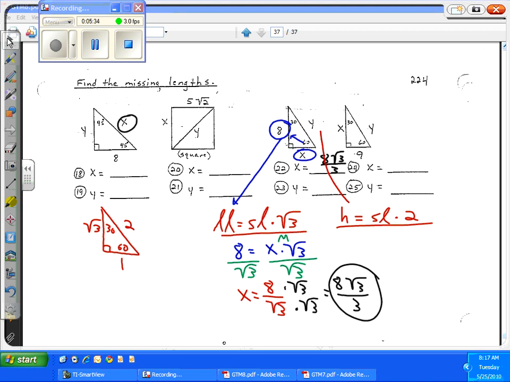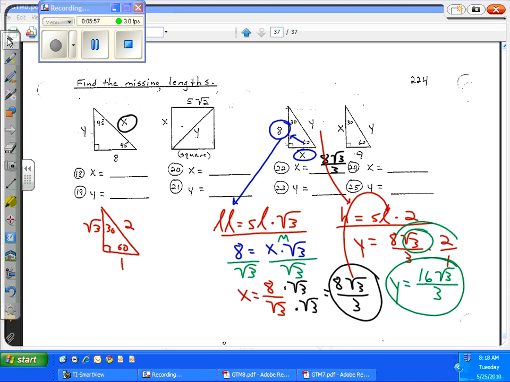The hypotenuse, y, is equal to the short leg, which we just found out was 8 square root 3 over 3, times 2, understood to be over 1. And so we multiply. When you multiply the numbers, and you multiply the names, you get a new name, but there is only one name, so you just tack it on. And so we have y equals 16 square root 3 over 3. The hypotenuse is twice the short leg. Okay? That's using the formulas to solve.